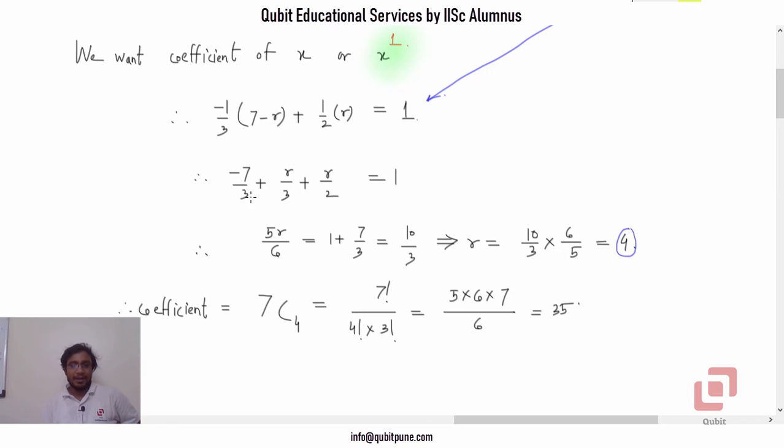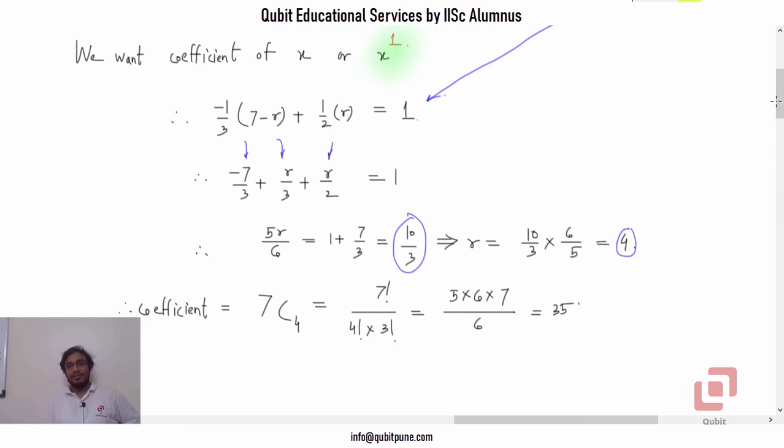Well, let me explain that. -7 by 3 plus r by 3 plus r by 2 equal to 1. r by 3 plus r by 2 is 5r by 6. Send -7 by 3 to the other side. It will become 10 upon 3. Then you do the calculation. It will be 60 upon 15, 5 into 3, so 4.